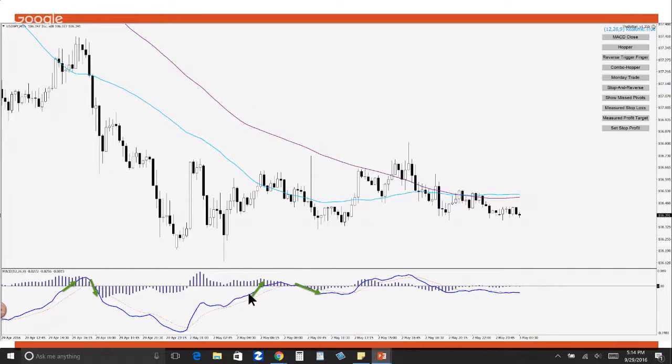And in this example, we had a hopper happen when MACD crossed zero going up, and it just didn't take long at all for that MACD to roll right back over zero and say, if you were buying, that trade is over, get out of it. It's time to close it. It's time to shut that down.